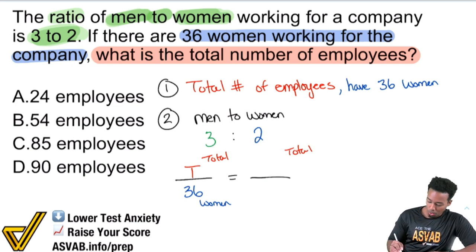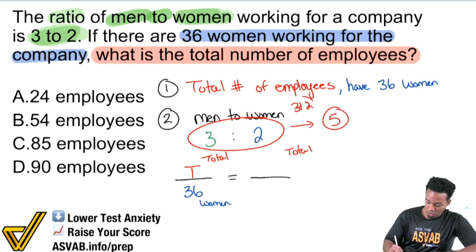So here the total, if you have 3 men to 2 women, that is a total of 5, because 3 plus 2 is 5.